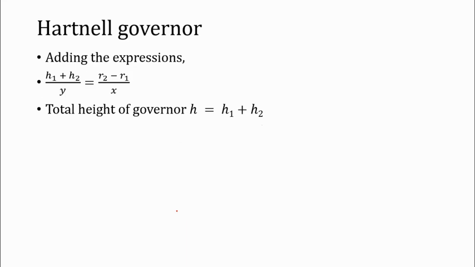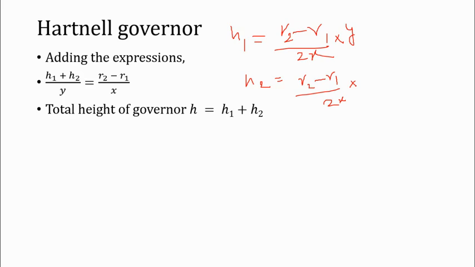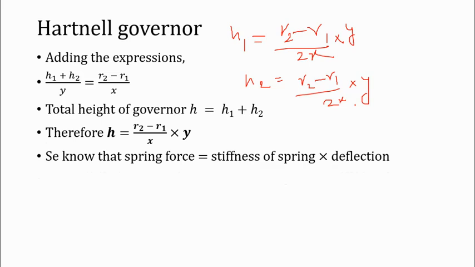We have already finished this. H is the total height of the governor, which is equal to h1 plus h2. So h1 is equal to (r2 minus r1) divided by 2x into y, and h2 is equal to (r2 minus r1) by 2x into y. So when we join them, we will get the maximum or total height of the governor, (r2 minus r1) by x into y.